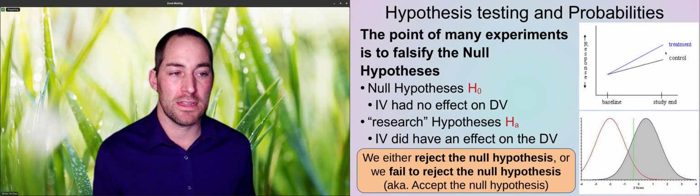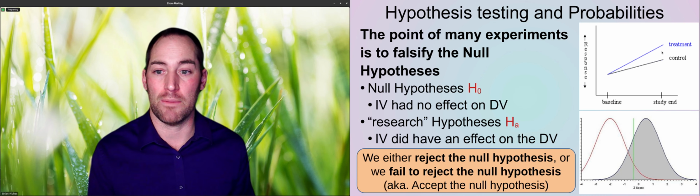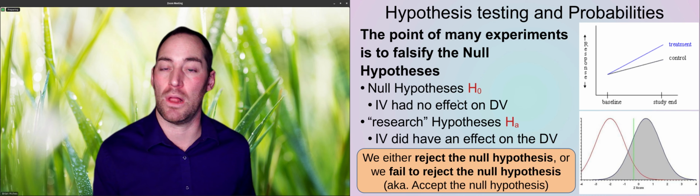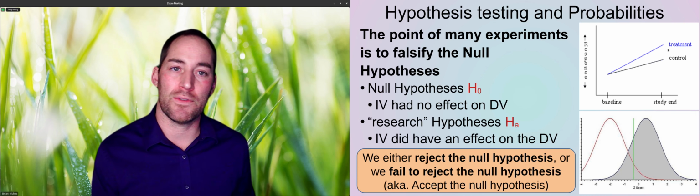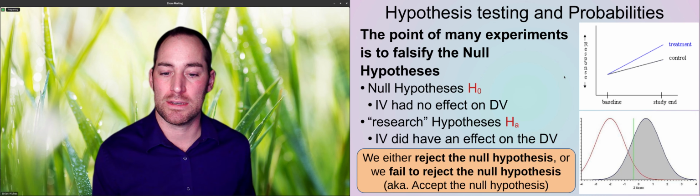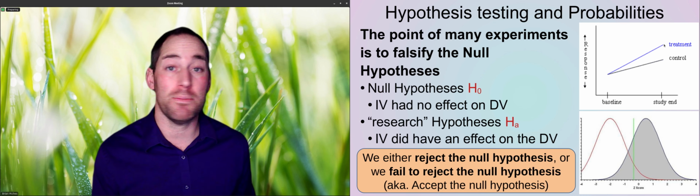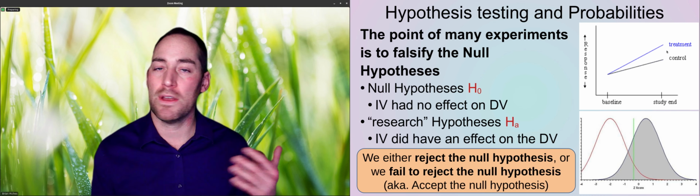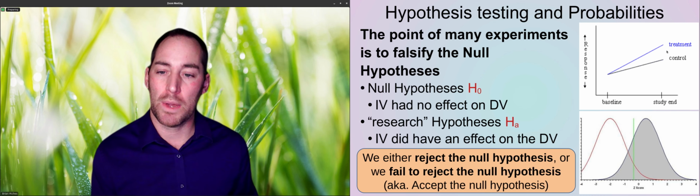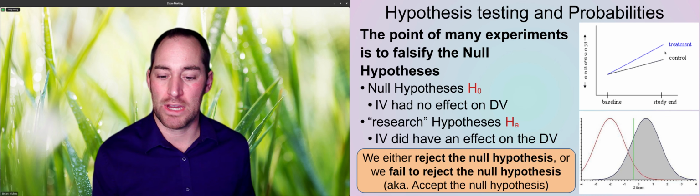So if we reject, let's say there is a 0.001% chance that this difference came from chance. That's a very low probability that that came from chance. So we can reject the null hypothesis. We can say we are pretty sure that this difference did not come from chance. So if we fail to reject the null hypothesis, let's say there's a 50% chance that this difference came from chance. Well, here we fail to reject the null hypothesis. We cannot be sure that this difference is not just coming from chance.